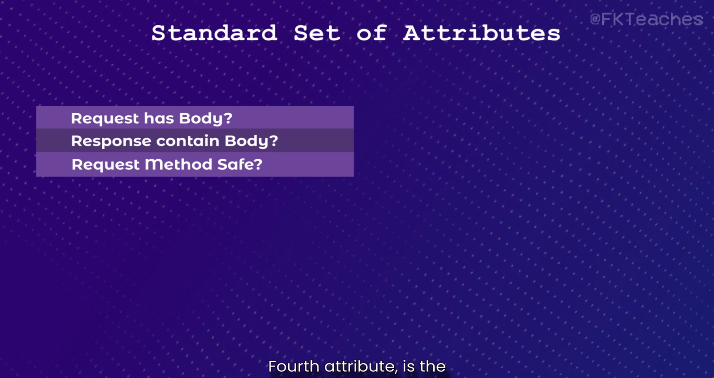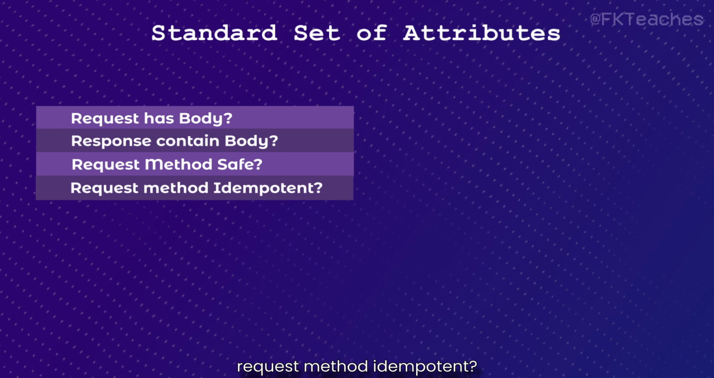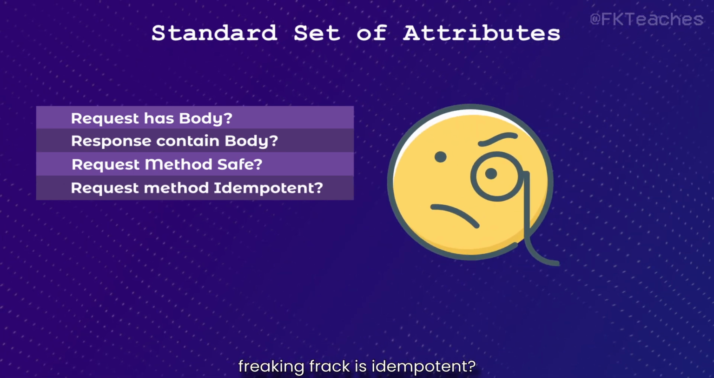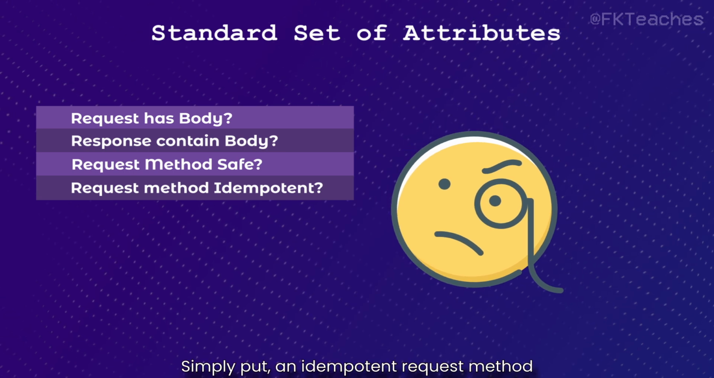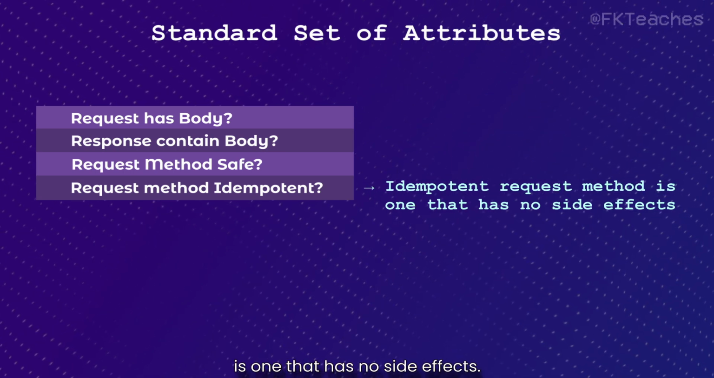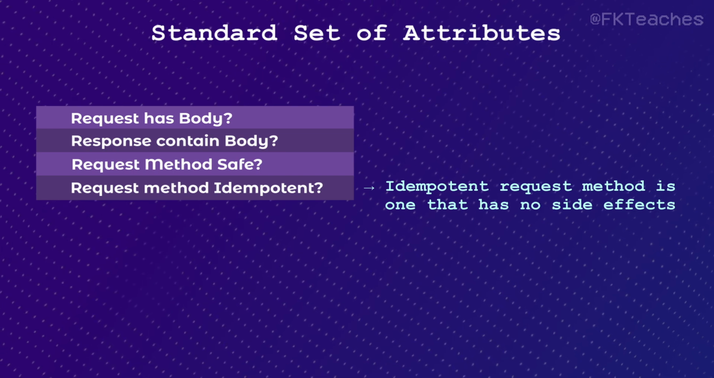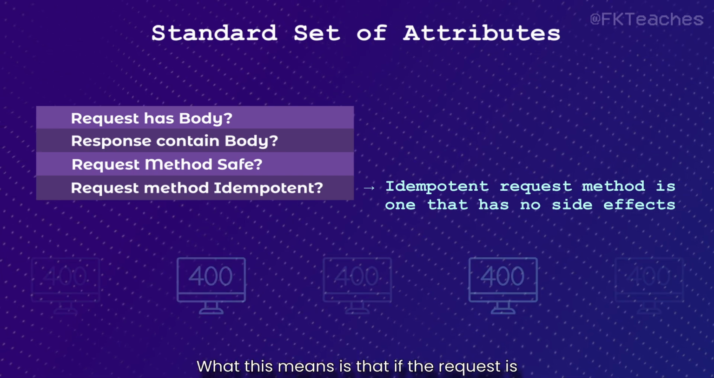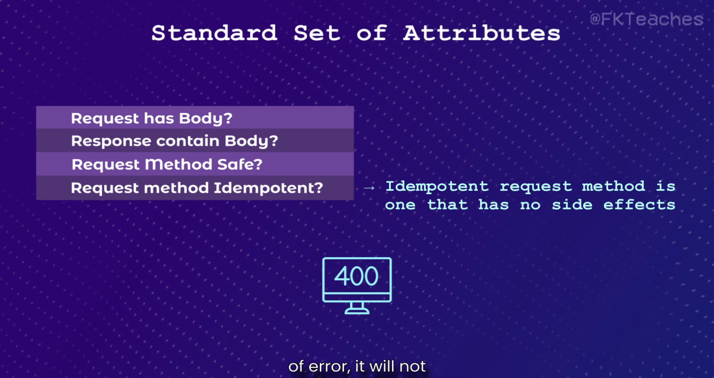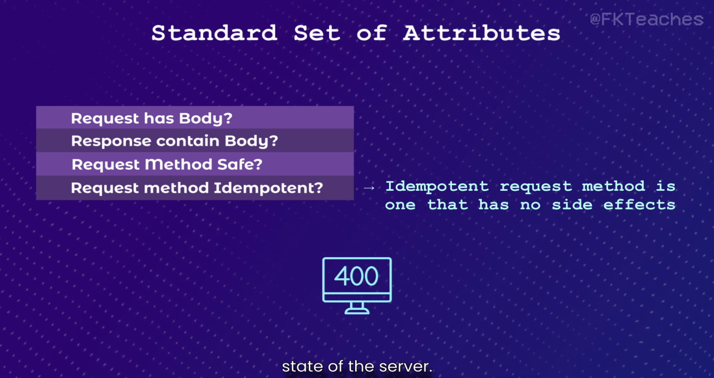Fourth attribute: is the request method idempotent? Okay, now, what the heck is idempotent? Simply put, an idempotent request method is one that has no side effects. What this means is that if the request is duplicated, mostly out of error, it will not have adverse effects on the expected state of the server.